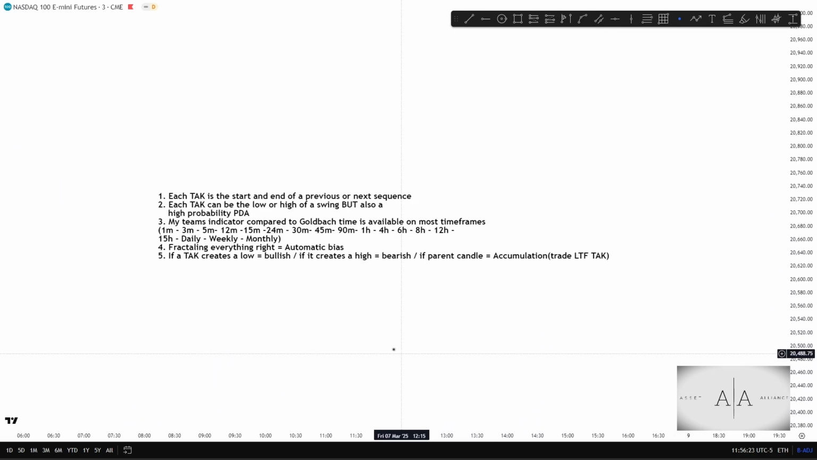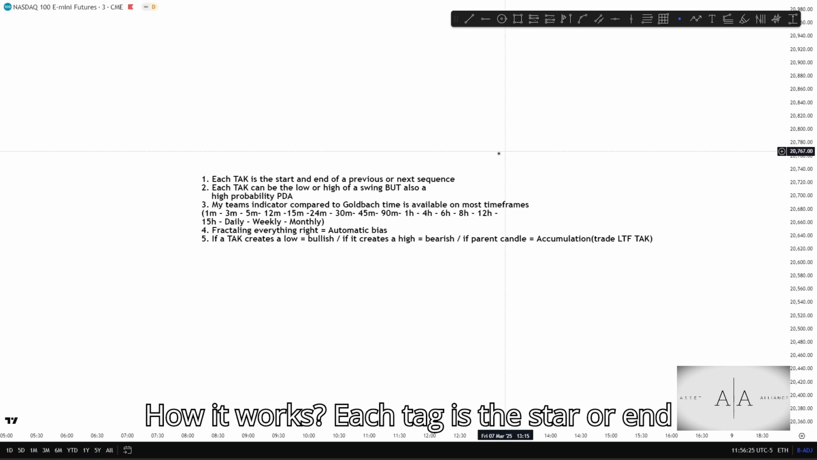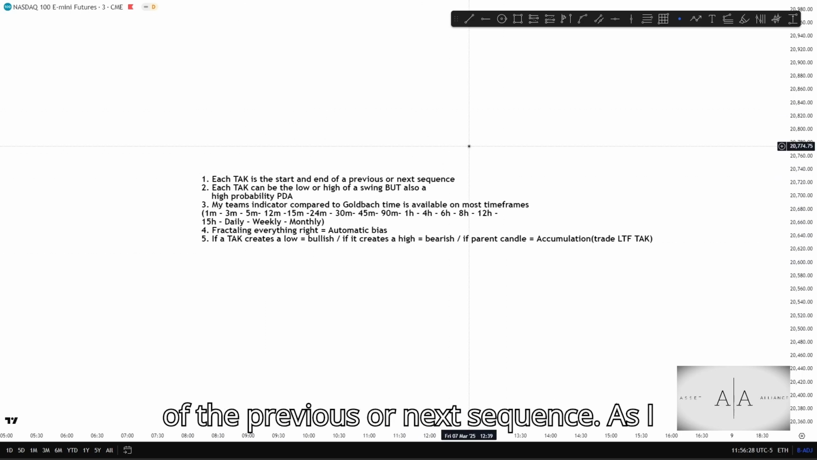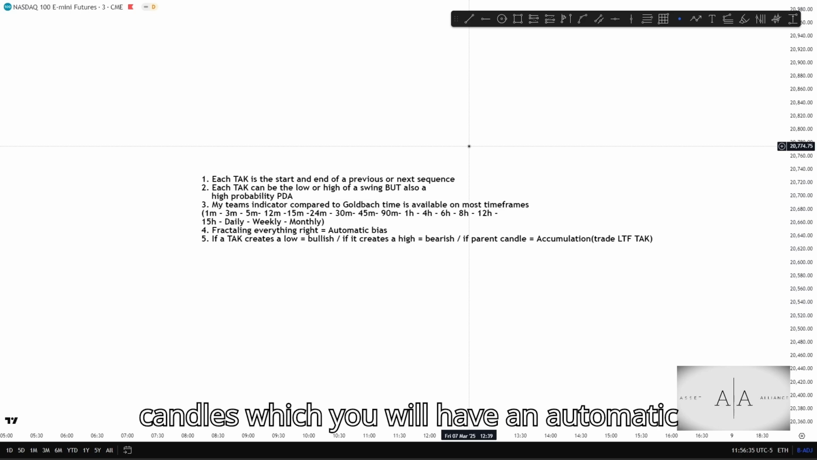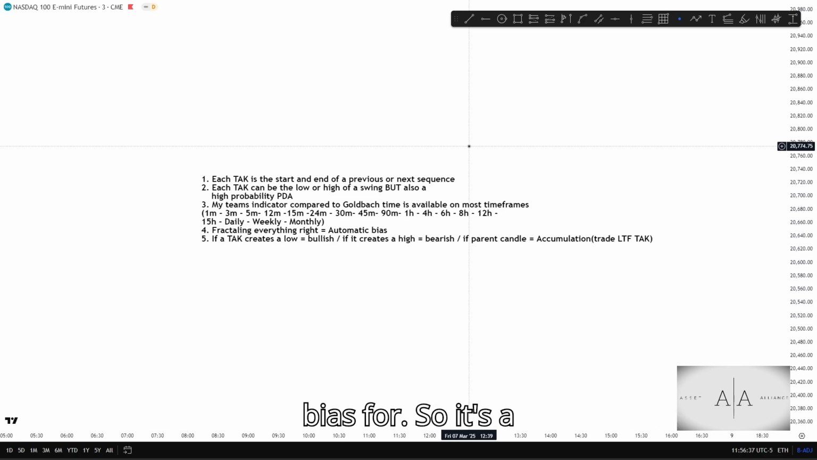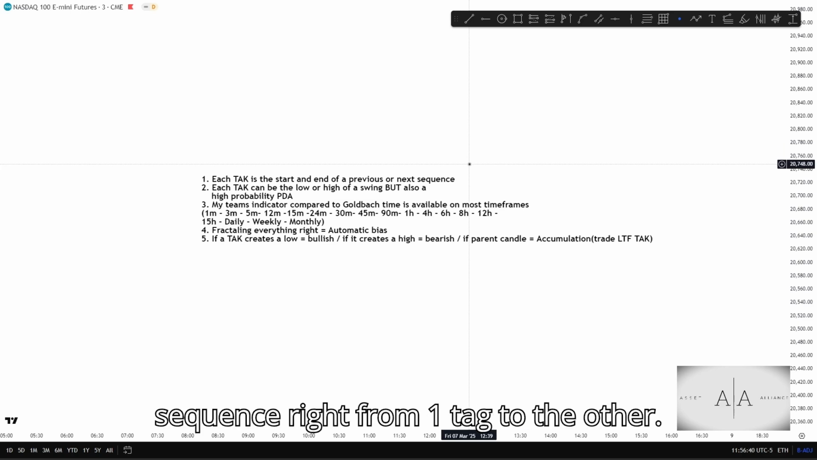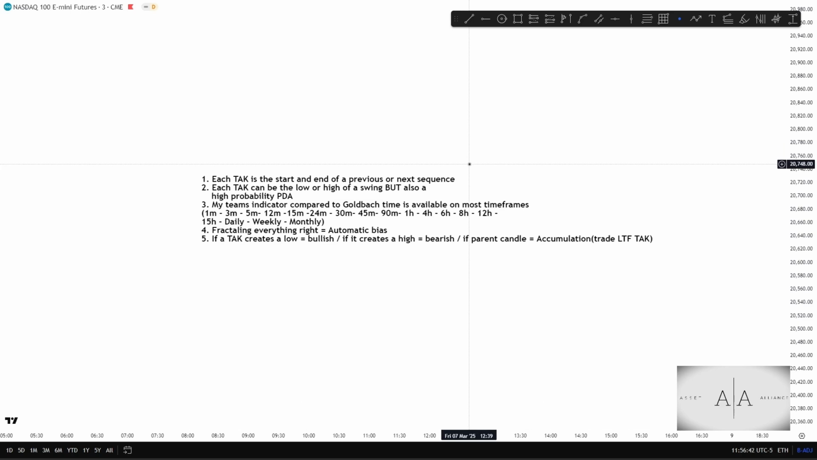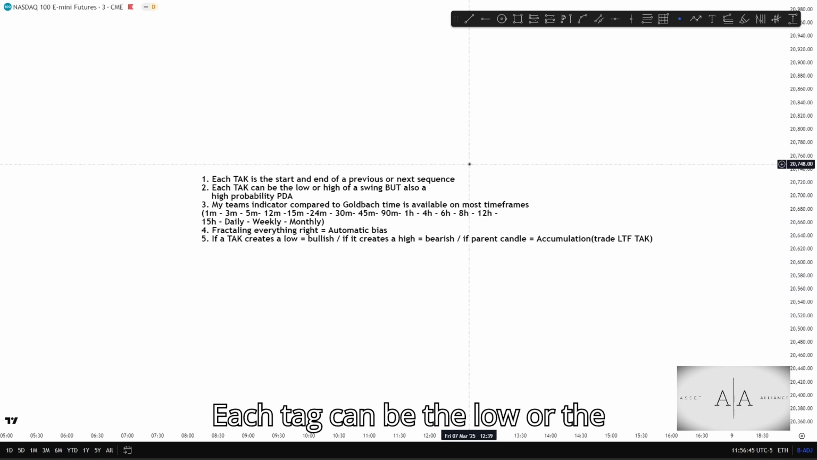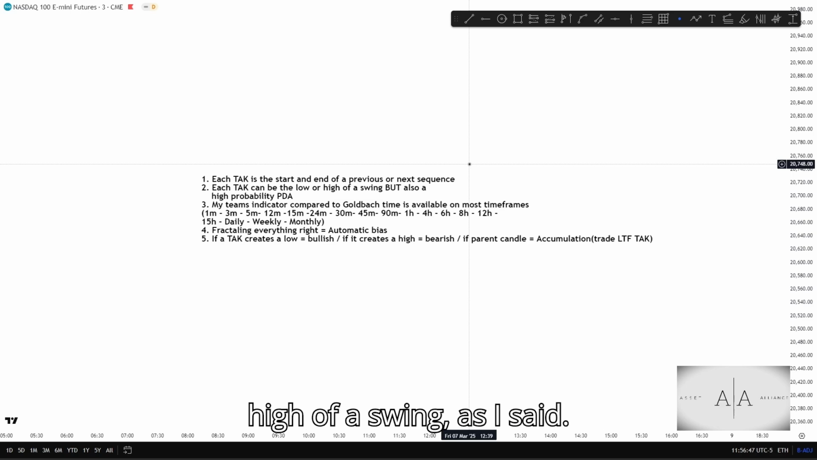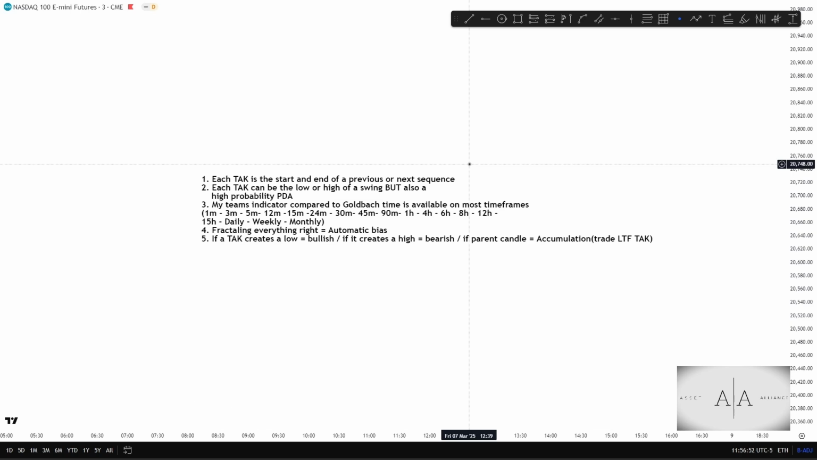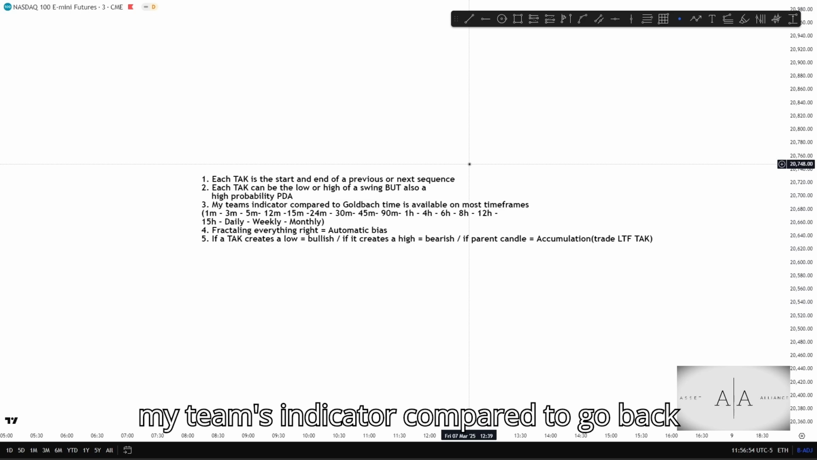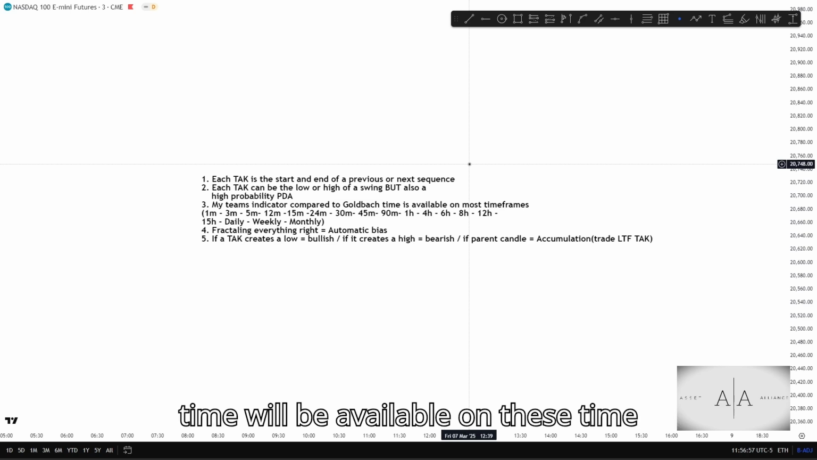How it works: each tack is the start or end of the previous or next sequence. As I said, each sequence has a certain amount of candles which you will have an automatic bias for. So it's a sequence, right, from one tack to the other. Each tack can be the low or the high of a swing, but also a high probability PD array.